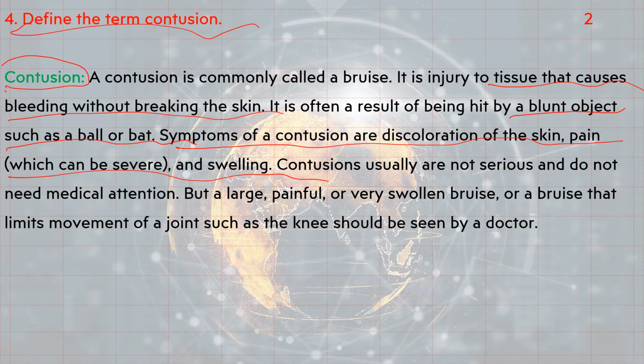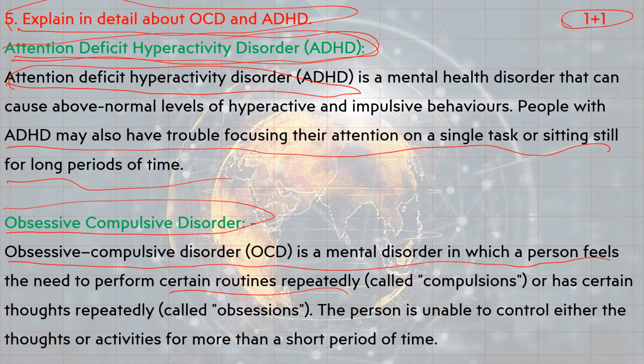Next is: define the term contusion. What is a contusion? When a blunt object strikes your body, the result might be a little swelling or sometimes pain, without breaking the continuity of the skin. That is called contusion.